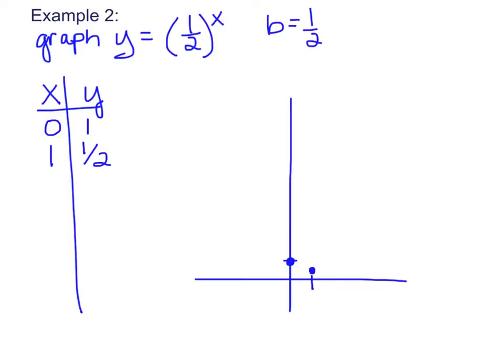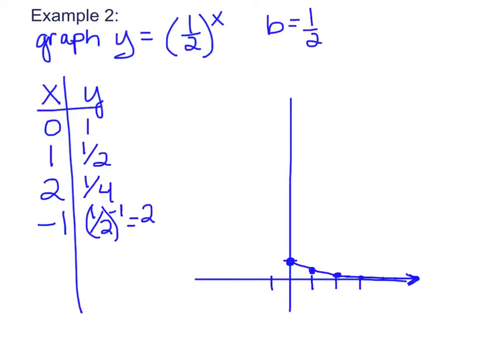When x is 2, 1/2 squared is 1/4. So that's there. 1/2 cubed would be 1/8, and then 1/16, and so on. Getting smaller and smaller, but not actually reaching 0. If x is -1, this is where it gets tricky. We have 1/2 to the -1 power. -1 means reciprocal, so that's 2 over 1. And 2 over 1 just equals 2. So we have a point at -1, 2.